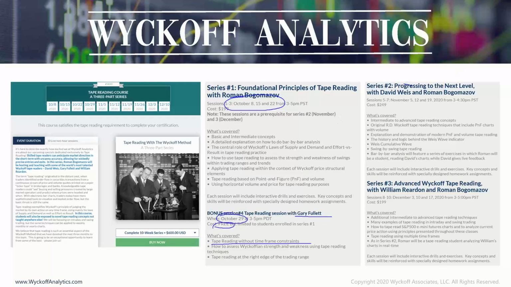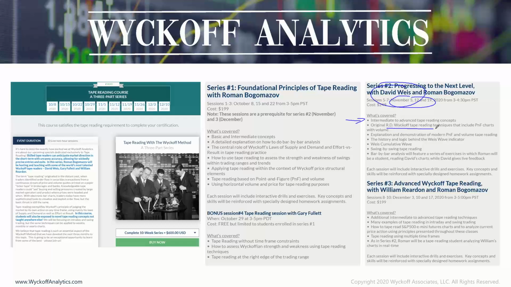And then an extremely exciting event as David Wise joins us in November for 3 sessions on tape reading. David and I have been conversing about these 3 sessions, and we're extremely excited to bring to you intermediate and advanced tape reading concepts.